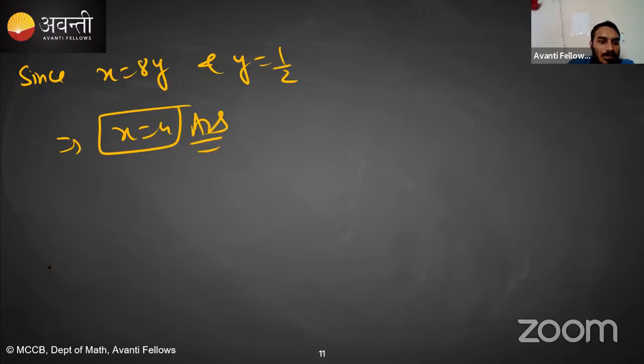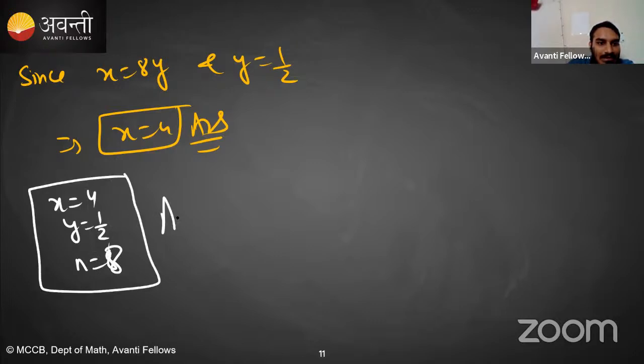Clear? So what is our answer? What is the value of x? x is equal to 4, y is equal to 1 by 2, and n is equal to 8. So these are the things that we have to find out. So this is our answer. Is that clear now?